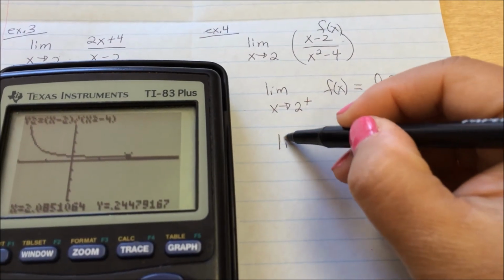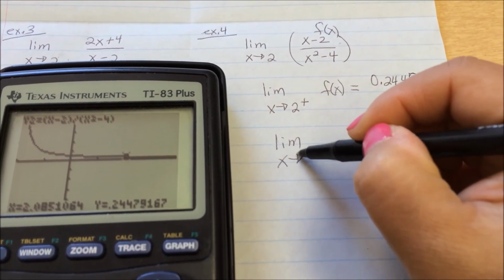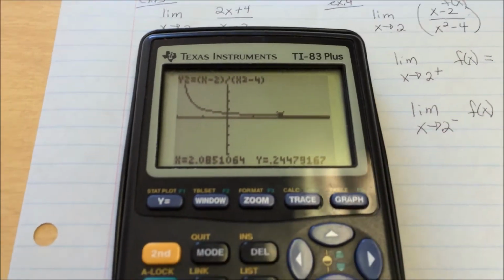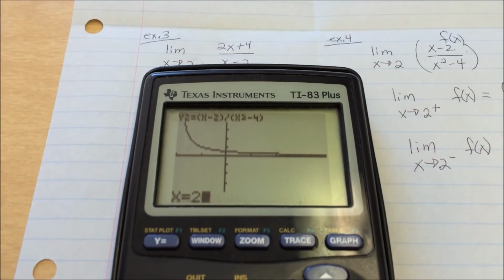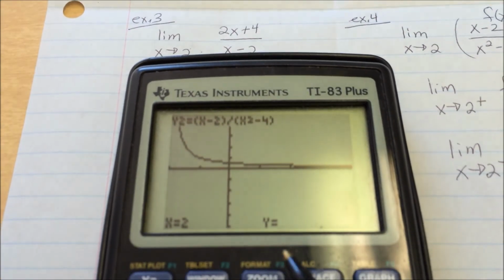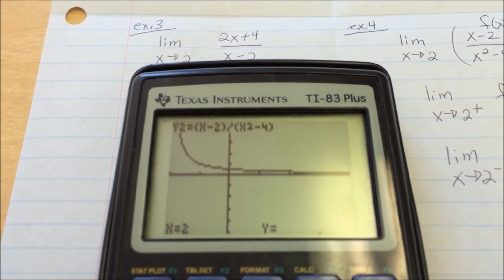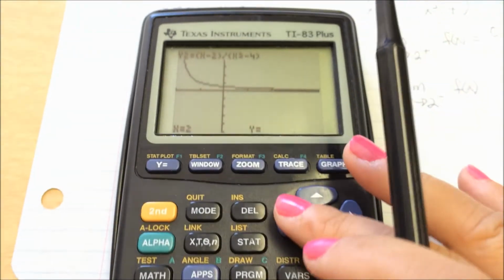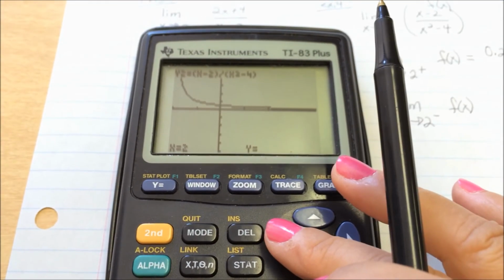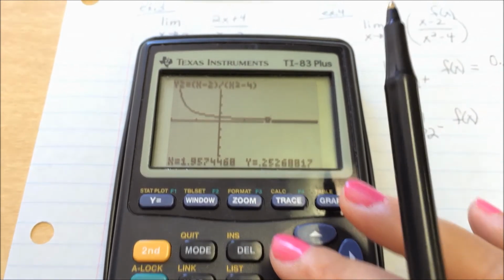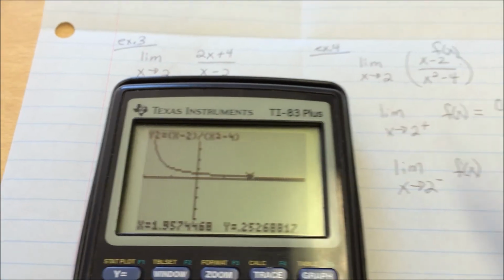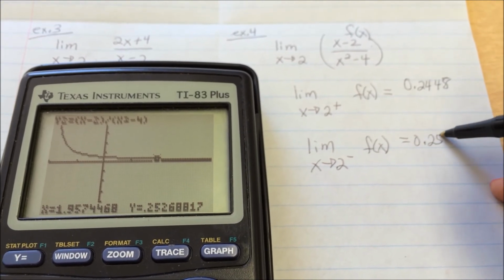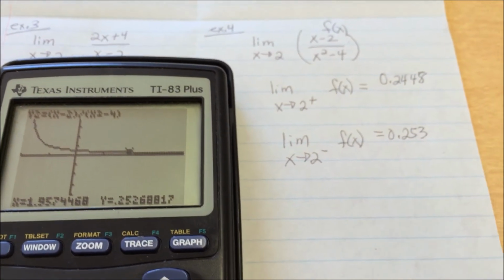So let's now do the limit as x approaches 2 from the left-hand side of this equation. Go back to that 2 right there, enter, and again, that's the open circle we're talking about at 2. Now we're looking from the left-hand side, so just take that arrow key and move it over one more on the left-hand side. That gives us about 0.253-ish, somewhere around there. Can we see that?